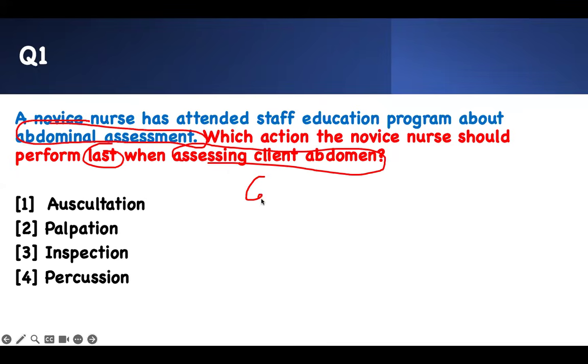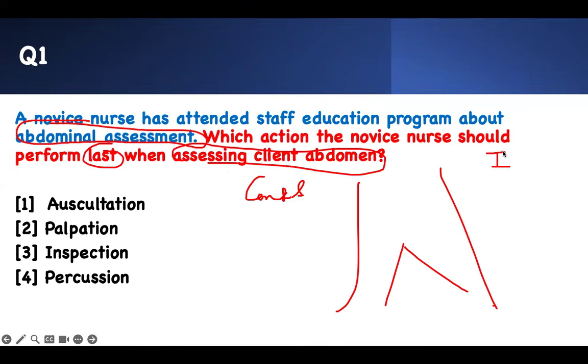The content, you've got to come up with your content first. When you have a patient's abdomen, the steps involved: first you look, so you inspect the abdomen. After you inspect, you have to listen. Don't touch the abdomen until you listen. So you auscultate. After you do that, you don't want to jam on the patient's abdomen. You want to percuss lightly. And after you percuss, then you palpate.